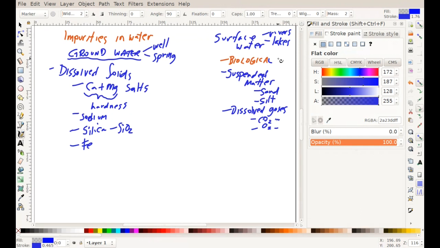And as for biological impurities, I guess we could lump together things like leaves, algae, anything that may require disinfection, for example. So these are the types of things that we find in surface water. And so ultimately, when we are looking at the kind of external water treatment in preparing this for boiler water, we have to consider the source.